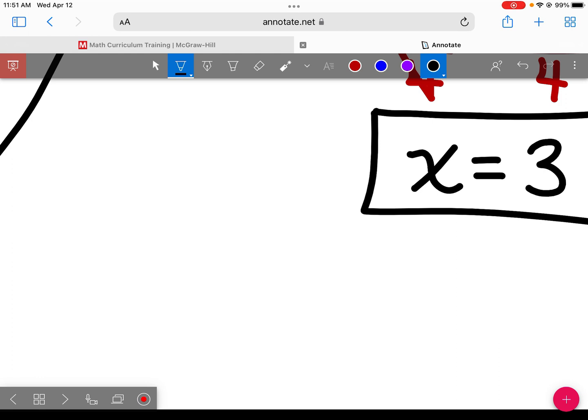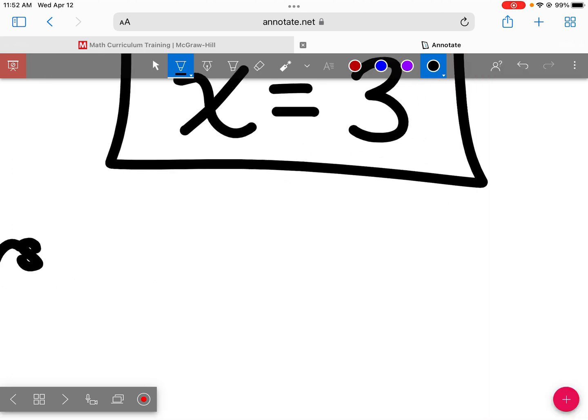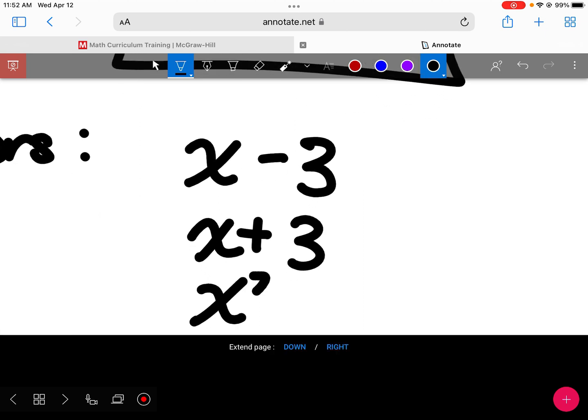We're going to plug the answer in to every single denominator or to my LCD. If it makes any of them 0, I have to throw it out. So here's my denominators. We have 3 denominators, right? Yeah. We had x minus 3, x plus 3, and x squared minus 9. I'm going all the way back to the original problem. If this answer that I found makes any of them 0, I got to toss it.